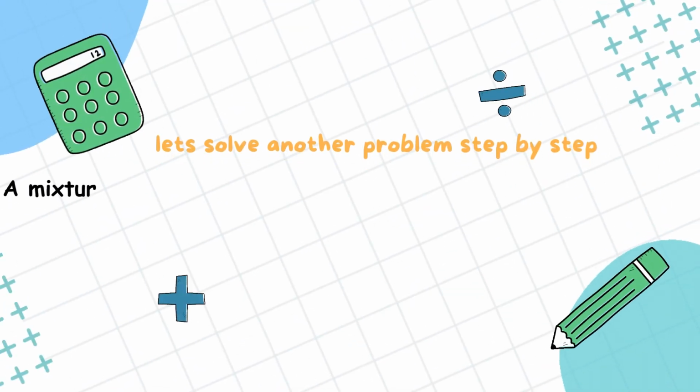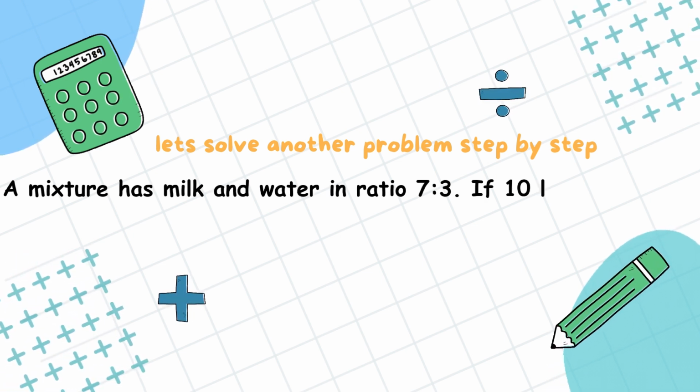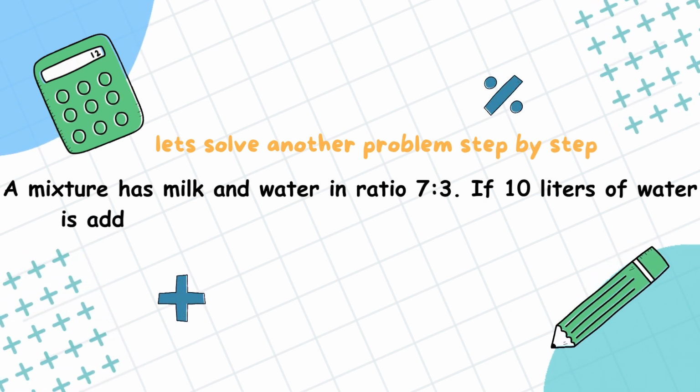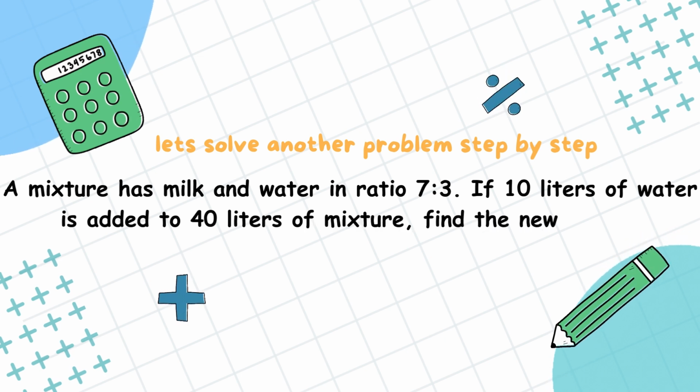Let's solve another problem step by step. A mixture has milk and water in ratio 7 to 3. If 10 liters of water is added to 40 liters of mixture, find the new ratio.